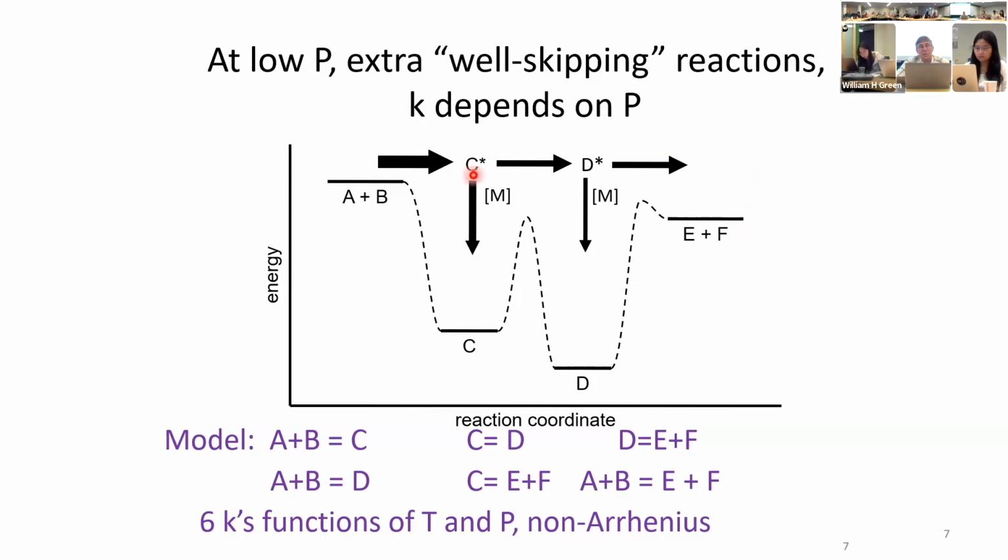Then if we increase the pressure, we'll start seeing that these other reactions become more important. And so we want to describe this. We actually need 6 Ks: A plus B going to C, A plus B going to E plus F, A plus B going to D, C going to D, C going to E plus F, all 6 of these. So this is a lot different. And all of these Ks will depend on the pressure.